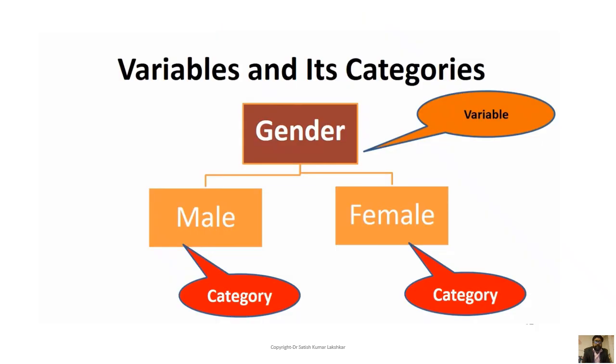Now let's talk about an example of gender. Gender could have two categories or three categories. On your screen you can see different categories like male and female. In this case, the variable would be gender and the categories would be male and female. The main variable, or the main characteristic here, is gender, and gender is explained with the help of male or female, or maybe a third category also. So here the variable is gender and there are two categories.